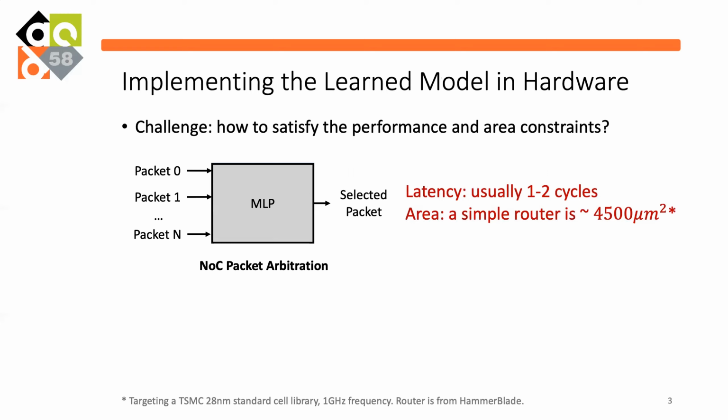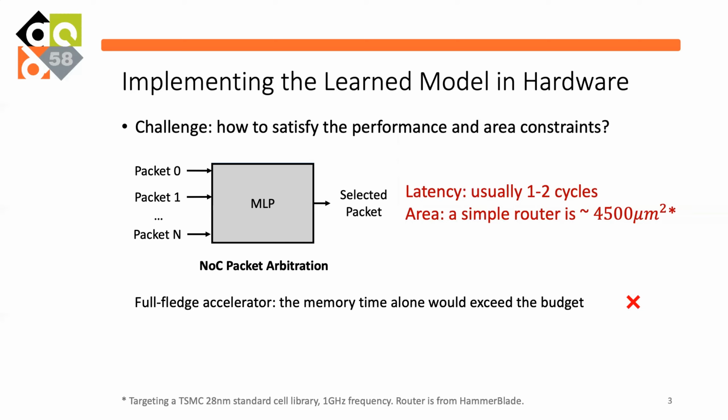However, a critical challenge is, how do we implement these models in hardware and satisfy the design constraints? In hardware, the latency constraints to make decisions are usually tight, and the area budget of the arbitration logic is limited. For the NoC arbitration problem, a typical router needs to make the decision within 1 to 2 cycles, and the area of a simple router is around 4,500 micrometers squared.